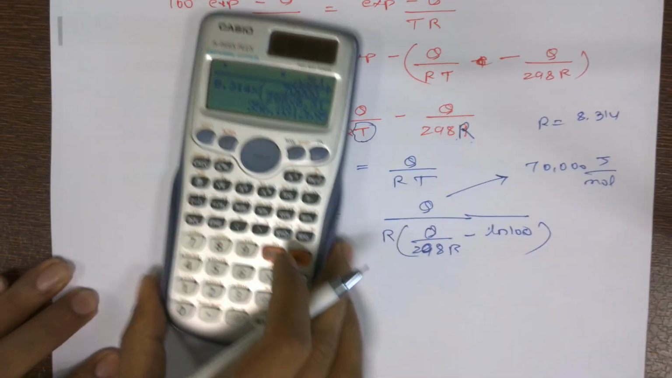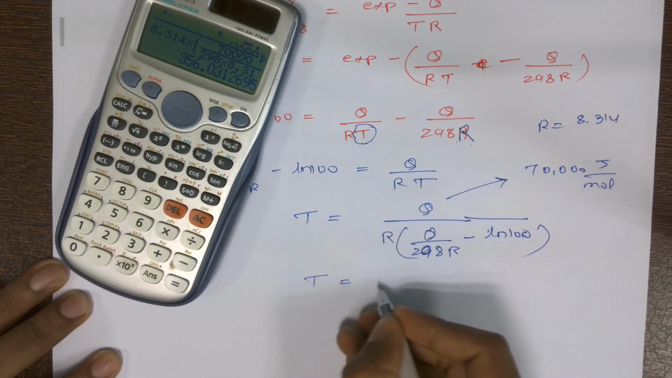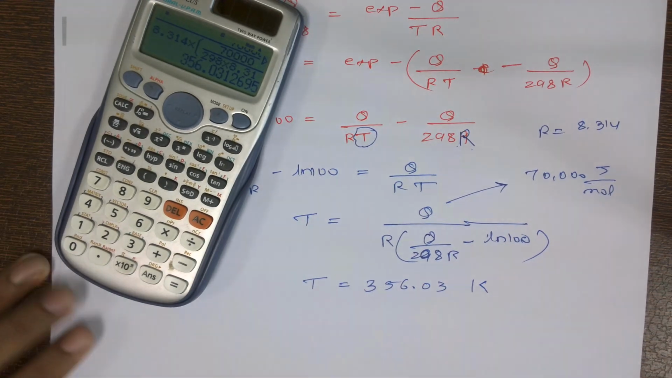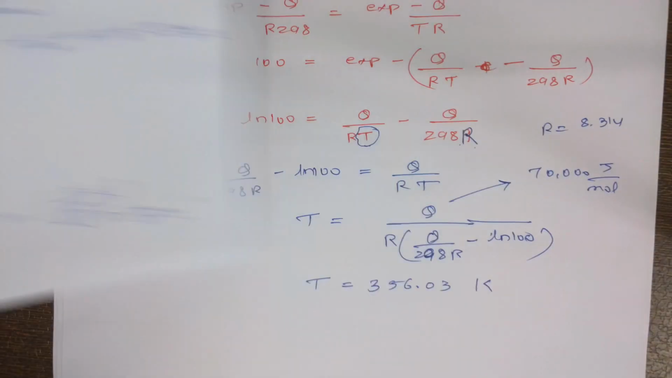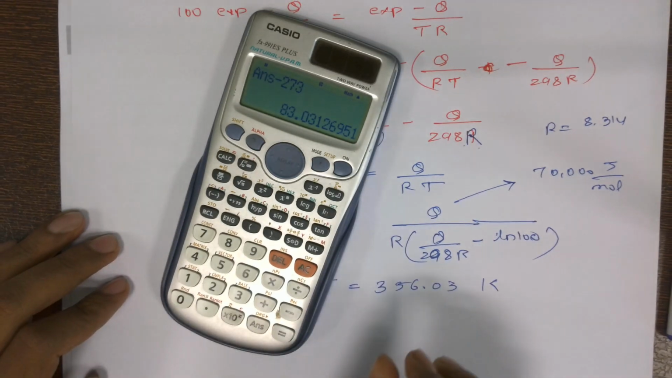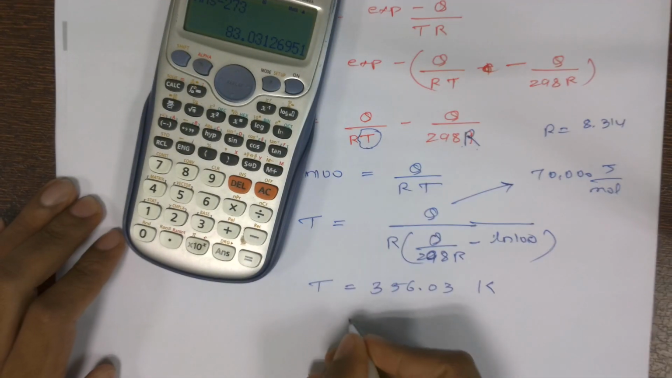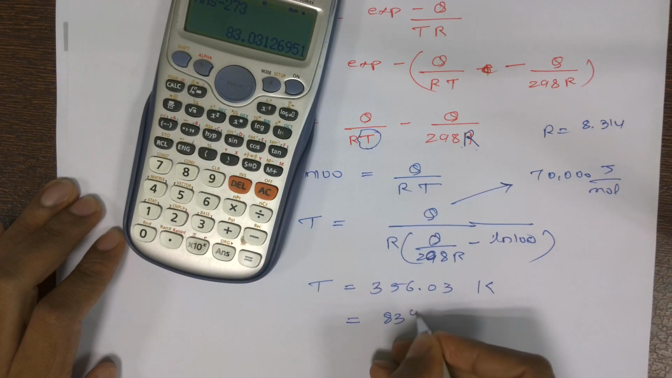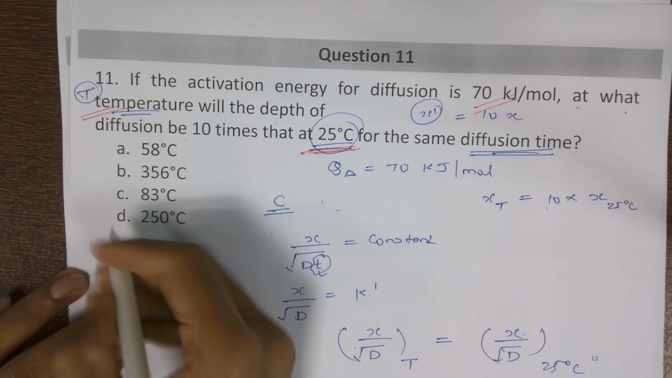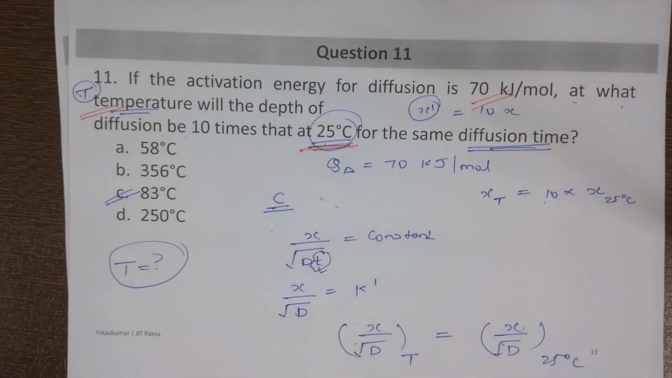Okay, so what we have got, the value of temperature is 356.03 Kelvin. In the question we see all the units are in degree Celsius. Let's quickly subtract 273. What we got is the temperature is 83 degrees Celsius. Okay, so the right answer is option C. If any doubt in this, please let me know. If not, we'll move to the next part, question number 11.